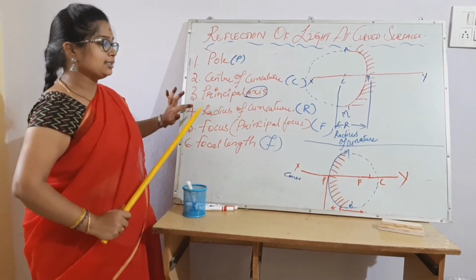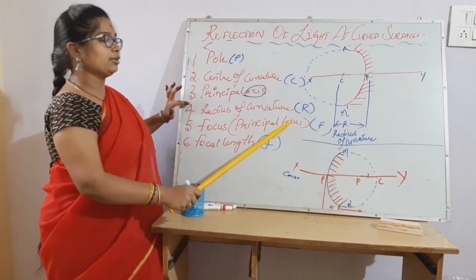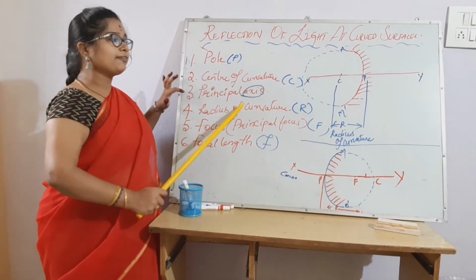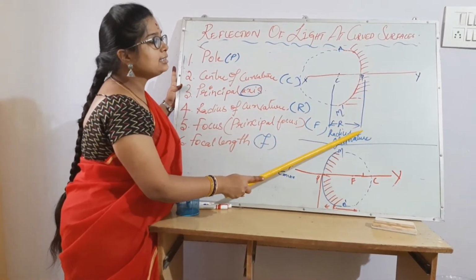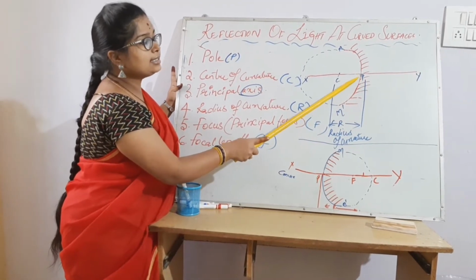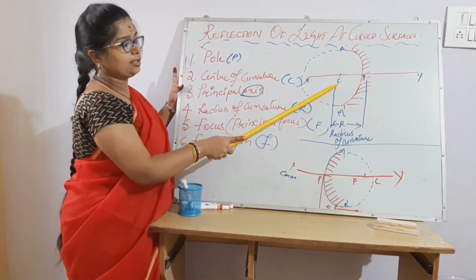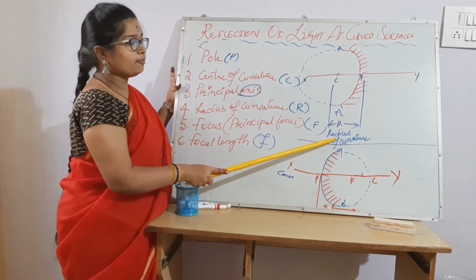Next, radius of curvature. What is this? Radius of curvature is nothing but the distance from the pole to the center of curvature.